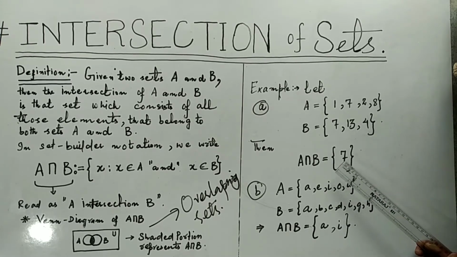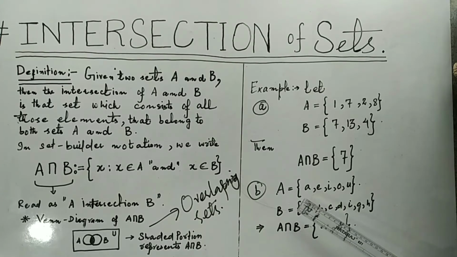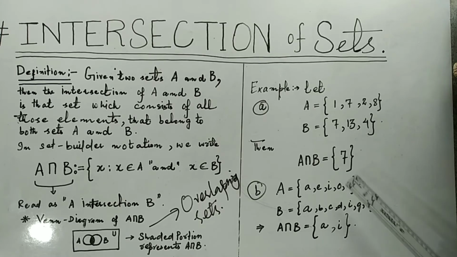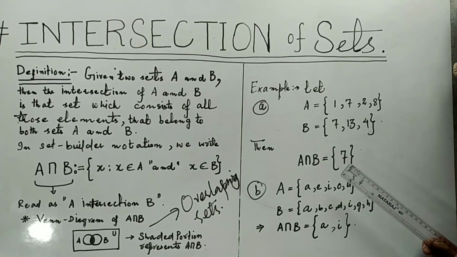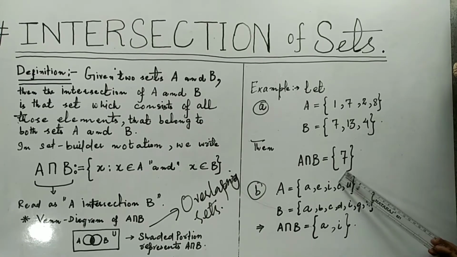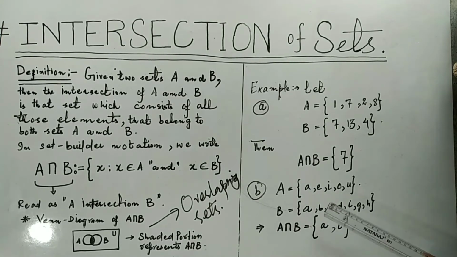Now let's see another example. In the second example, my first set contains the elements A, E, I, O, U, and the second set B consists of the elements A, B, C, D, I, G, H. Now if I ask you what is their intersection, you will apply the definition of intersection, which is that A intersection B will consist of all those elements which belong to both of them.